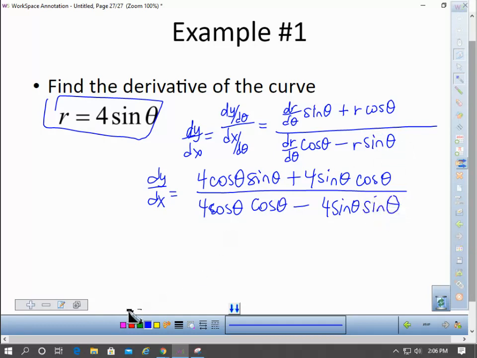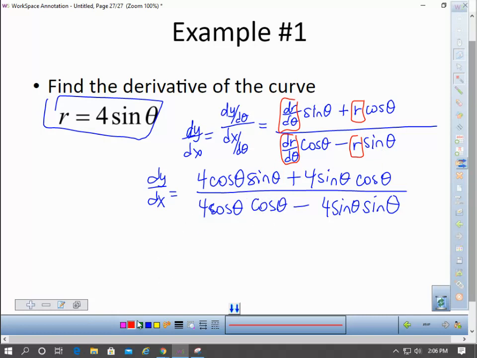So notice all I'm doing is filling in. If you're looking here, we have to fill in what dr d theta is, which is the actual derivative of the function r over here. Then you have to fill in what r is, which is the actual function. So you're doing the derivative of the function times sine plus the function times cosine. And then the derivative of the function times cosine minus the function itself times sine. So that's what you're doing every single time.